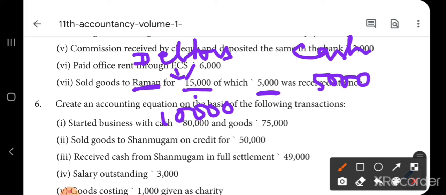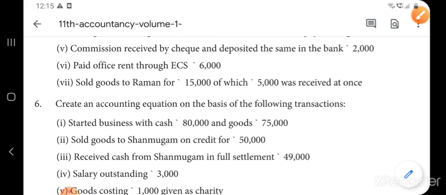Yes, and sold goods to Raman for 15,000, for which 5,000 is received at once. That means 15,000 stock is reduced. Okay, the stock is reduced by 15,000. Okay, now we'll see the solution to this problem.